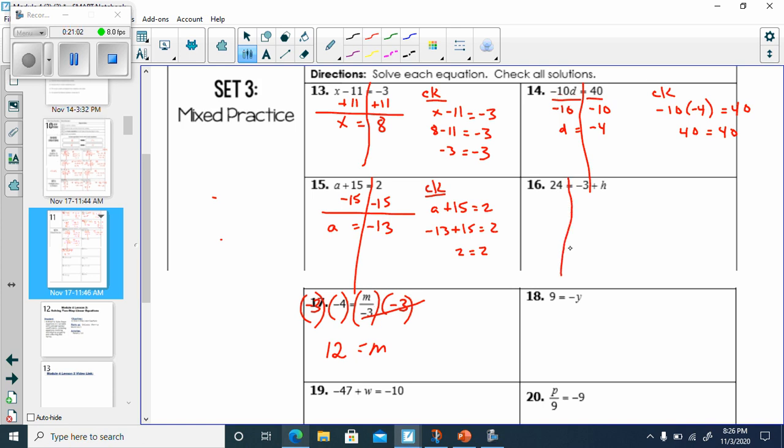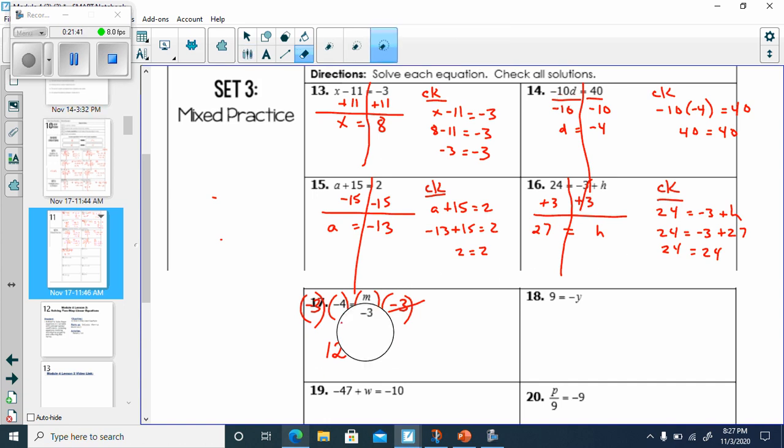Here I've got 24 is equal to negative 3 plus h. The opposite of a negative 3 is a positive 3. We're trying to get the h by itself, the variable by itself. That gives me h is equal to 24 plus 3, which is 27. Now let's check ourselves. If 24 is equal to negative 3 plus h, and 24 is equal to negative 3 plus 27, then negative 3 plus 27 is 24. 24 is equal to 24. That means 27 is the solution.